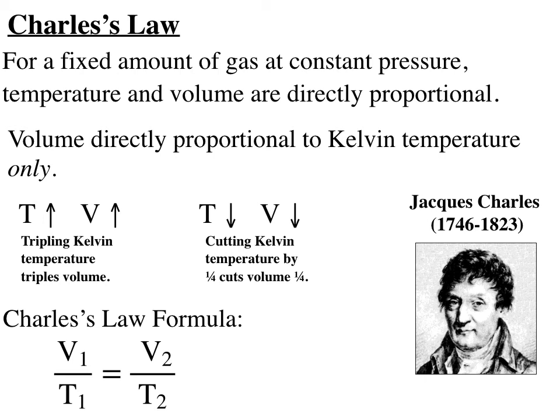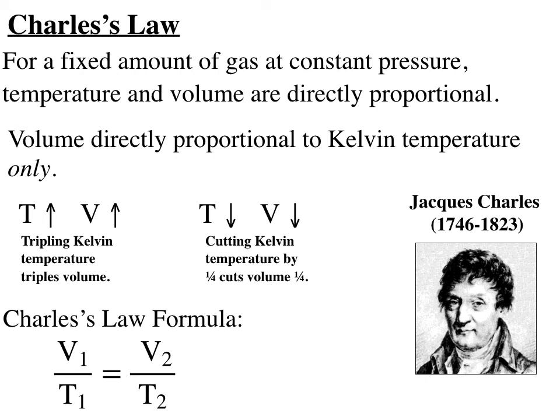The temperature and volume, it turns out, are directly proportional. Now, in order for there to be direct proportionality, the temperature must be measured in Kelvin. And what we're saying is when the temperature goes up, the volume goes up. And as a matter of fact, they go up proportionally. So if you triple the Kelvin temperature, you will triple the volume the gas occupies.